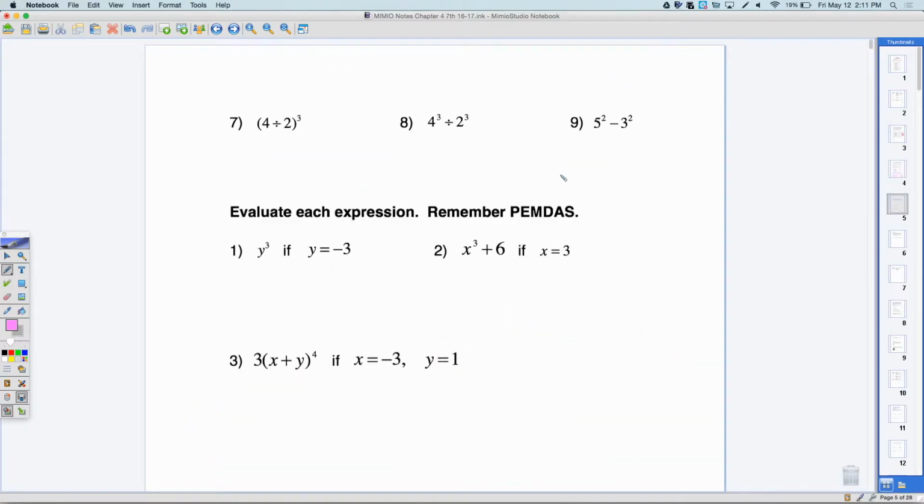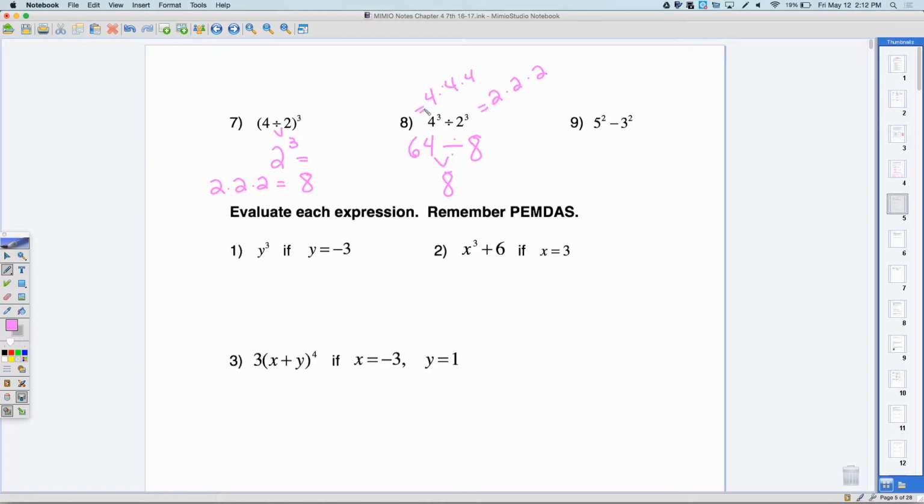In the next examples, we have to do inside the parentheses first. So 4 divided by 2 is 2 to the 3rd power. 2 to the 3rd power means 2 times 2 times 2, which is 8. At this point, if you know what 4 to the 3rd power is, you do not have to show 4 times 4 times 4, because 4 to the 3rd power is 64. And 2 to the 3rd power, we can see from the previous answer, is 8. So 64 divided by 8 is 8. So this is 4 times 4 times 4, and this is 2 times 2 times 2.